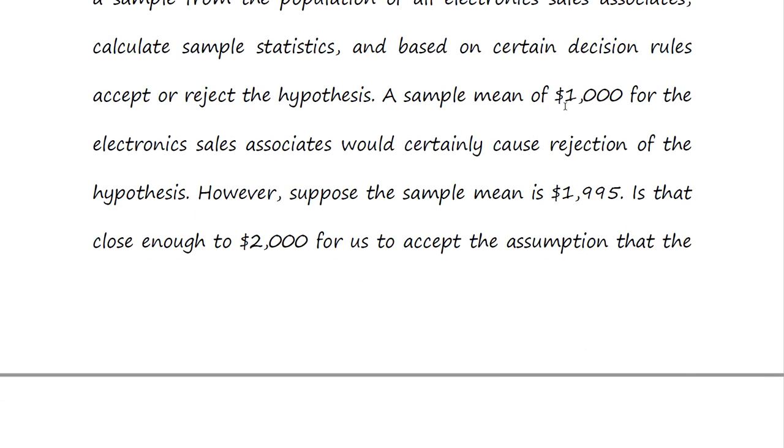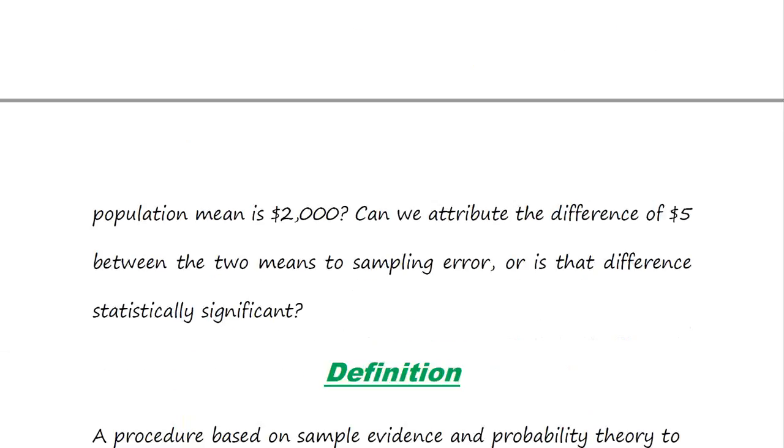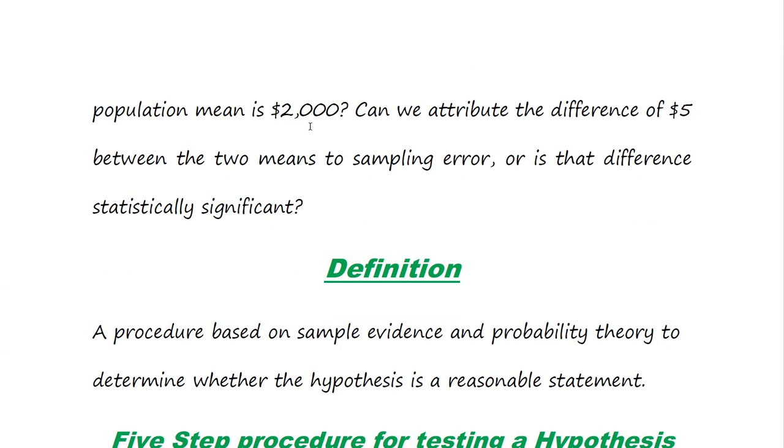If the sample mean is $1,000 for electronic sales associates, it would certainly cause us to reject the hypothesis. However, suppose that the sample mean is $1,995. Is that close enough to $2,000 for us to accept the assumption that the population mean is $2,000?